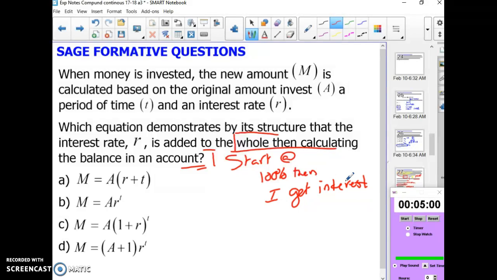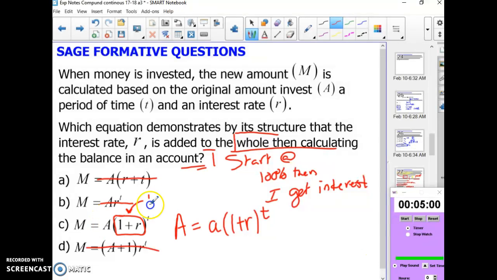Okay, so if I go back to the equations that I know, A is equal to my initial amount, which is my little a, times 1 plus my interest rate to the t. So if I look over this, rate plus time doesn't make sense. I don't have a 1 value in that one. It's just rate to the time. This one doesn't make sense because I'm doing my initial amount plus 1. That doesn't make sense. This one is the only one that shows you that you start at 100%, because that's what the 1 represents, 100%. So the answer is C.